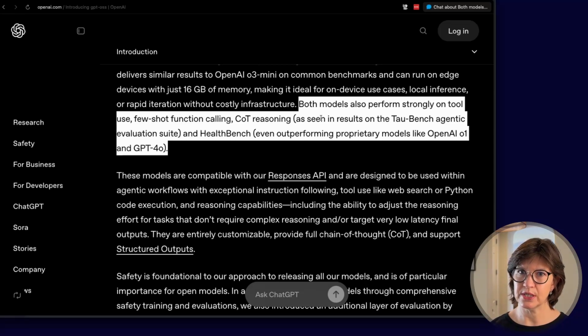The statement goes on to say, both models also perform strongly on tool use, chain of thought reasoning, and health bench, even outperforming proprietary models like OpenAI O1 and GPT-4o. All right, let's break that down a little bit. COT reasoning, chain of thought reasoning. This you probably have seen before. This is where the model is trying to decide what to do and describing its thoughts along the way.